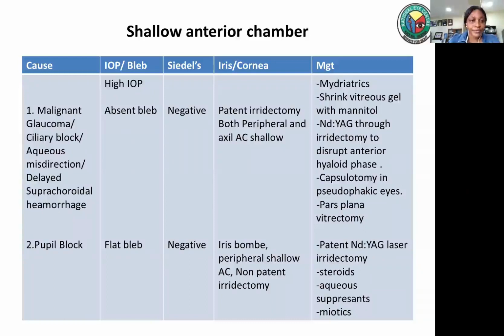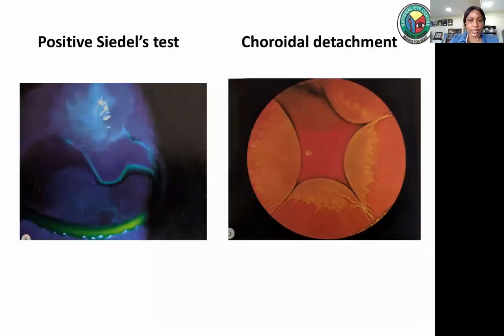However, if you examine the anterior chamber and you notice that the shallowness is only peripheral and the central is deep, and you also notice that there's no patent iridectomy, so it's more likely due to a pupil block. In this case, we do use an ND-YAG laser to make the pre-existing iridectomy patent. The patient is also placed on steroids, aqueous suppressants, and miotics. And usually with these treatments, the patient improves.